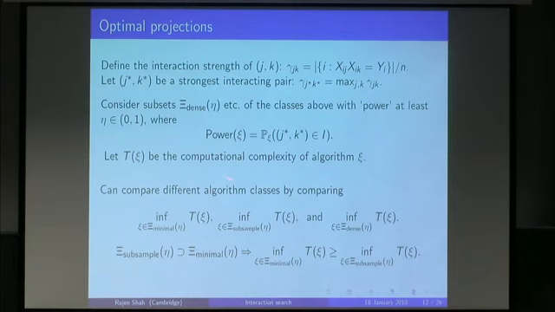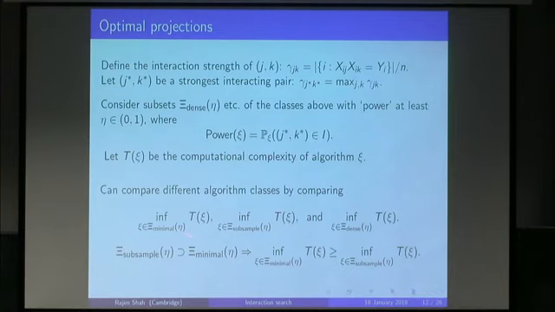Okay, so we've now got these subclasses where we're restricting the power, which is telling us that our probability of detecting this strong interaction is at least something, and among those algorithms we really want to find essentially the fastest one. So what we're going to do is compare these different quantities here: the smallest computational complexity we can get inside this class, where the power is at least this parameter eta.